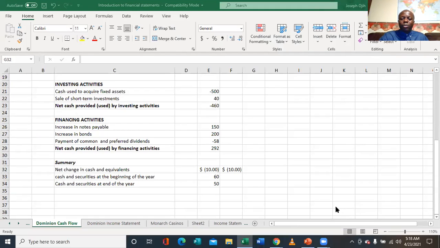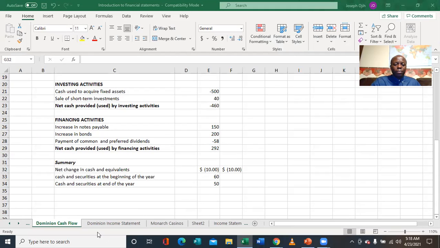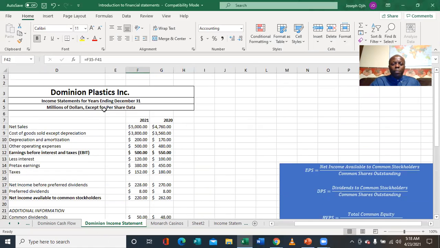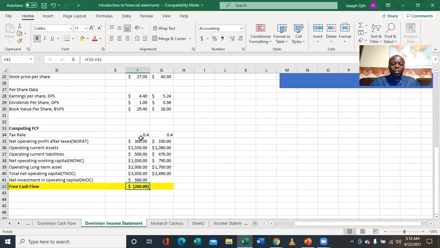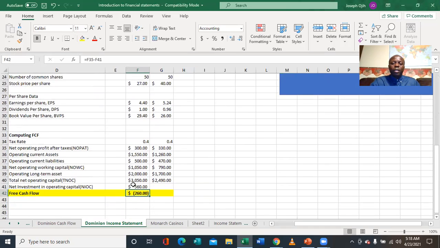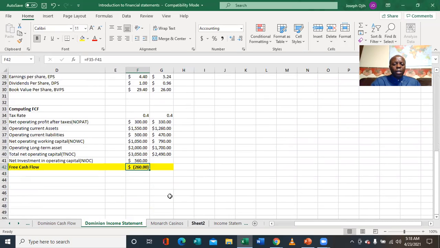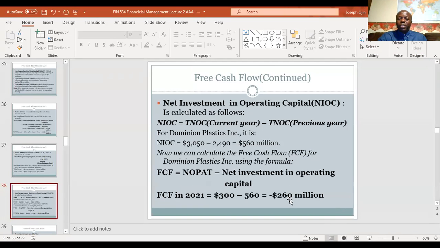And you can see that this method, as I used now, involves many steps and gives us a true picture of what the free cash flow of Dominion Plastics Incorporated is. It's negative. Something is wrong. Now, I'm sure you enjoyed this. If you're having problems with it, please watch it again and see if you can figure it out by following my steps.